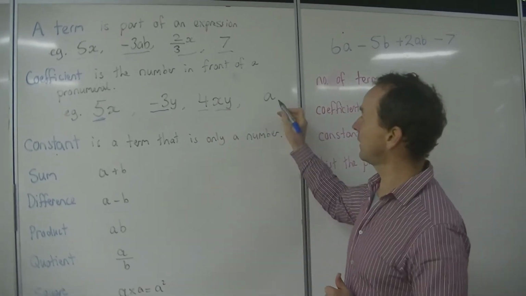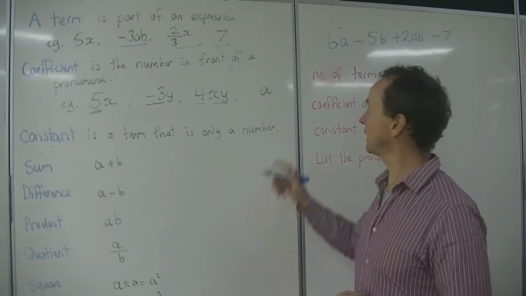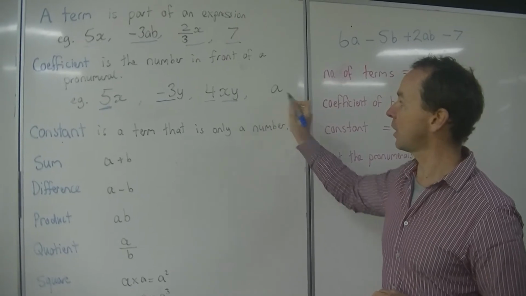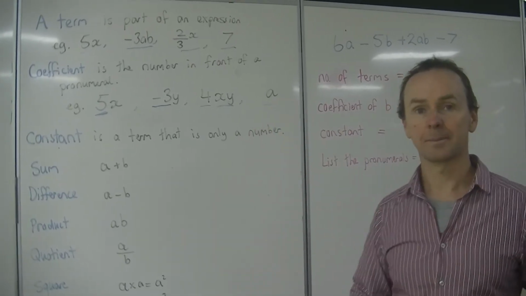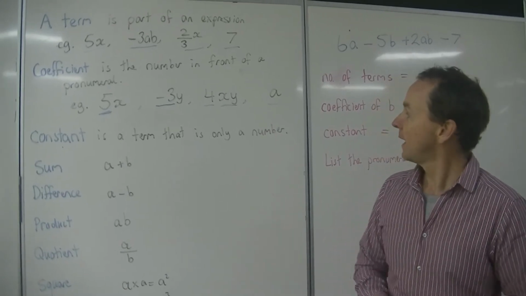And the tricky one, if I said, what's the coefficient of A? Sometimes people say it's 0. That is incorrect. There's 1A. There's a 1 in front of it, but you don't write the 1. So the coefficient of A is 1. Awesome. Hopefully that's all clear for you.